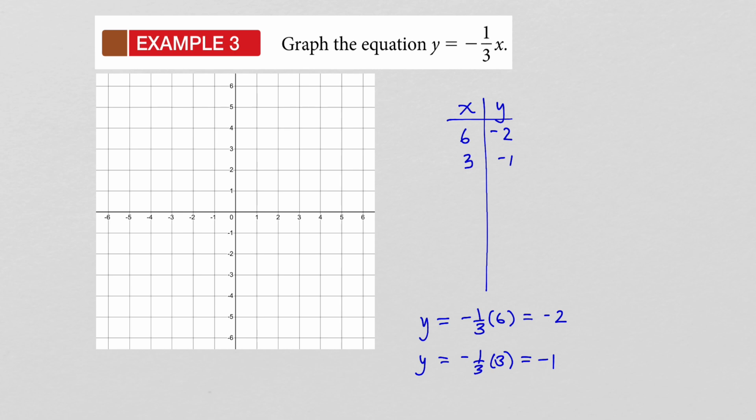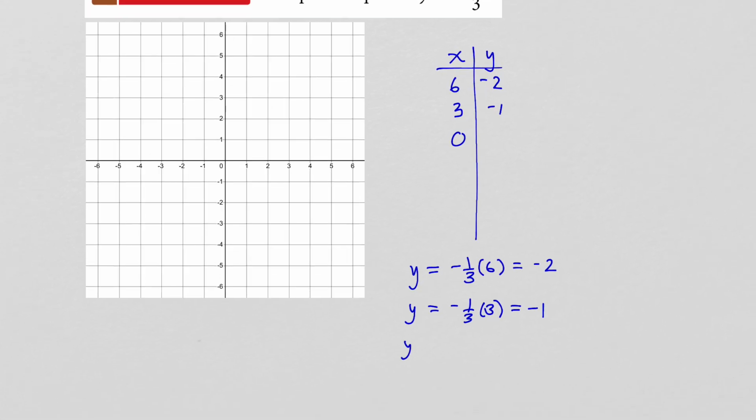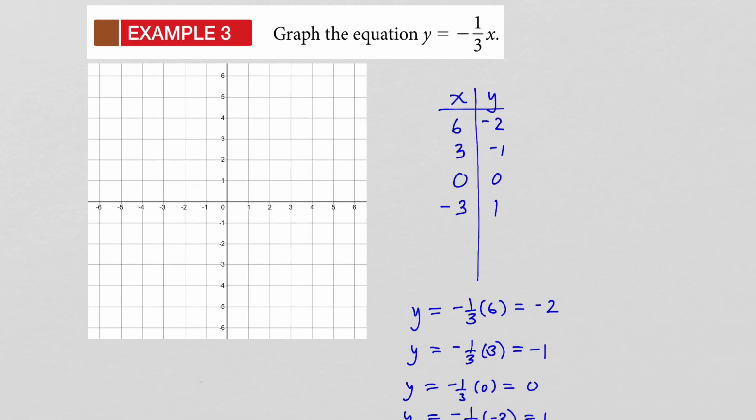Another nice number, which is almost always nice to plug in, is x equals 0. If x equals 0, y equals -1/3 times 0, which is 0. And then I can also plug in -3. In that case, y will be -1/3 times -3, which is +1. And I can plug in a few more points if I wanted to, but this is enough to graph the equation.